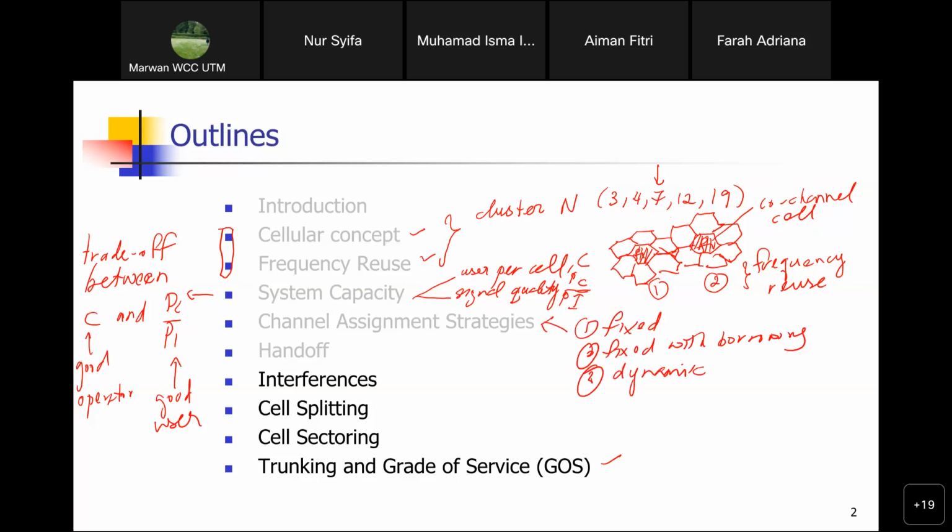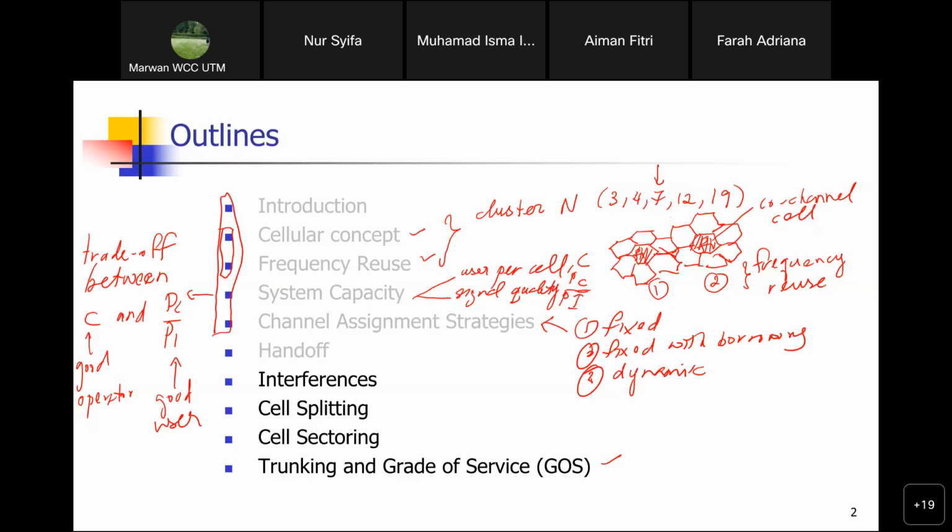We assign the frequency or the channel, the signal channel, to the cluster. It's either a fixed allocation, and when we run out of frequency, we can borrow from our neighboring cell, or finally it's dynamic. We don't assign it, we put it in a pool, in a bank. The controller is holding the frequency. If you want it, they will assign it to you dynamically. So this is where we stopped yesterday. So this is already covered.